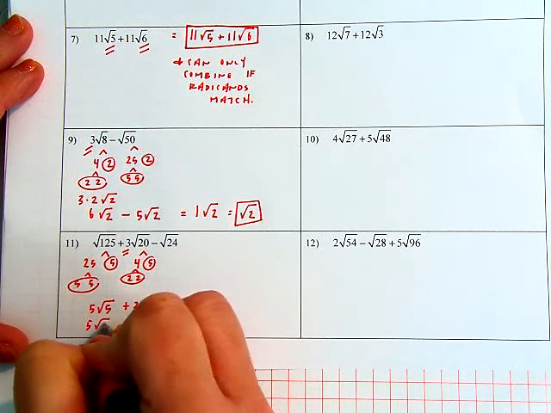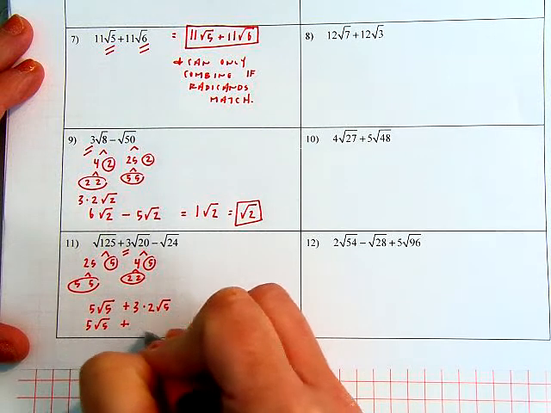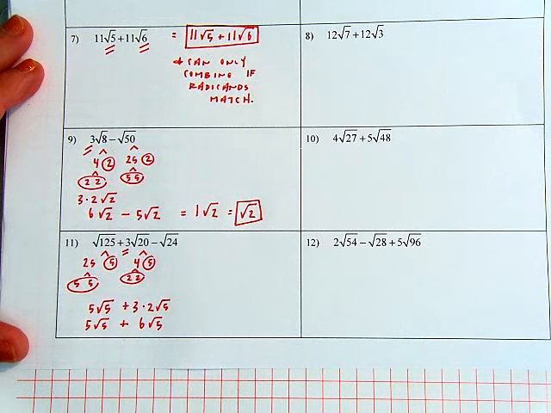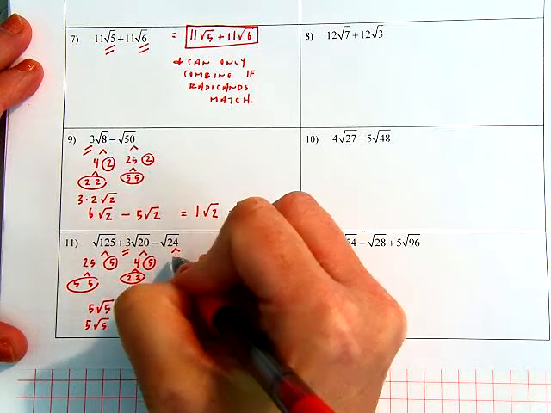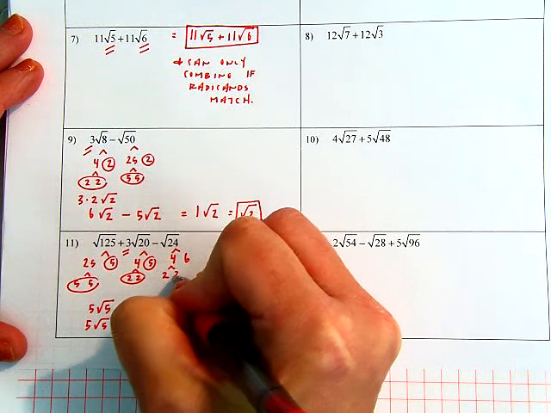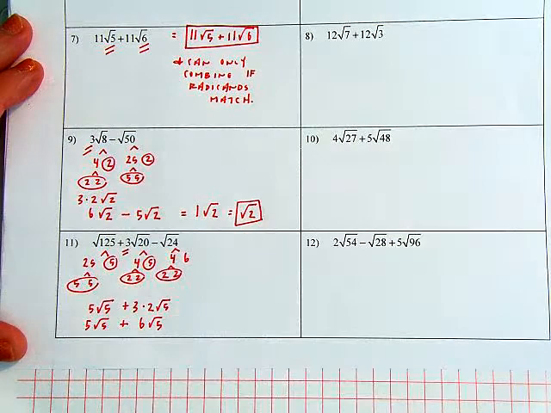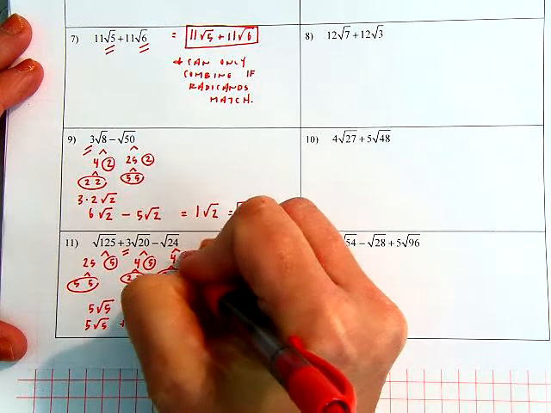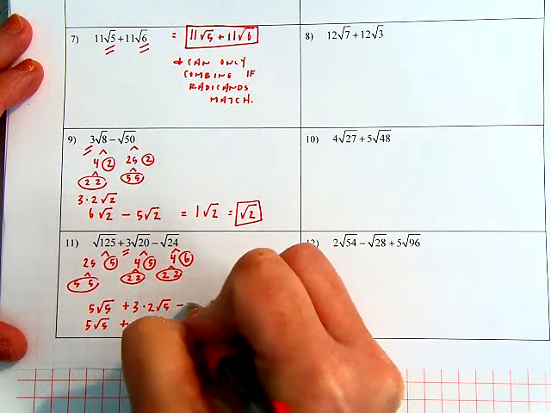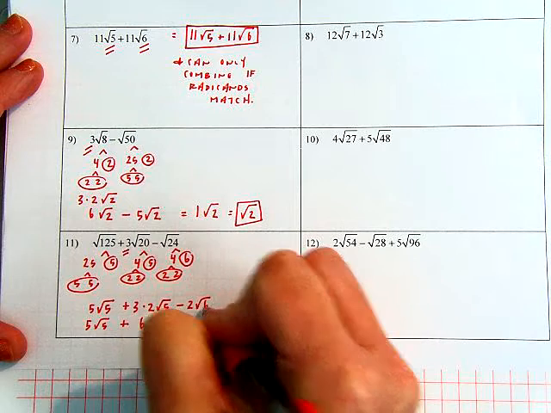So right now I have 5 root 5 plus 6 root 5. Okay, and then I have to take away the square root of 24. So if I break that down, I know that that's 4 times 6. And then here's a pair of 2's. 6, I'm not going to have a pair in 6. It's just 2 times 3. So I can stop it right there and say that this becomes minus 2 root 6.